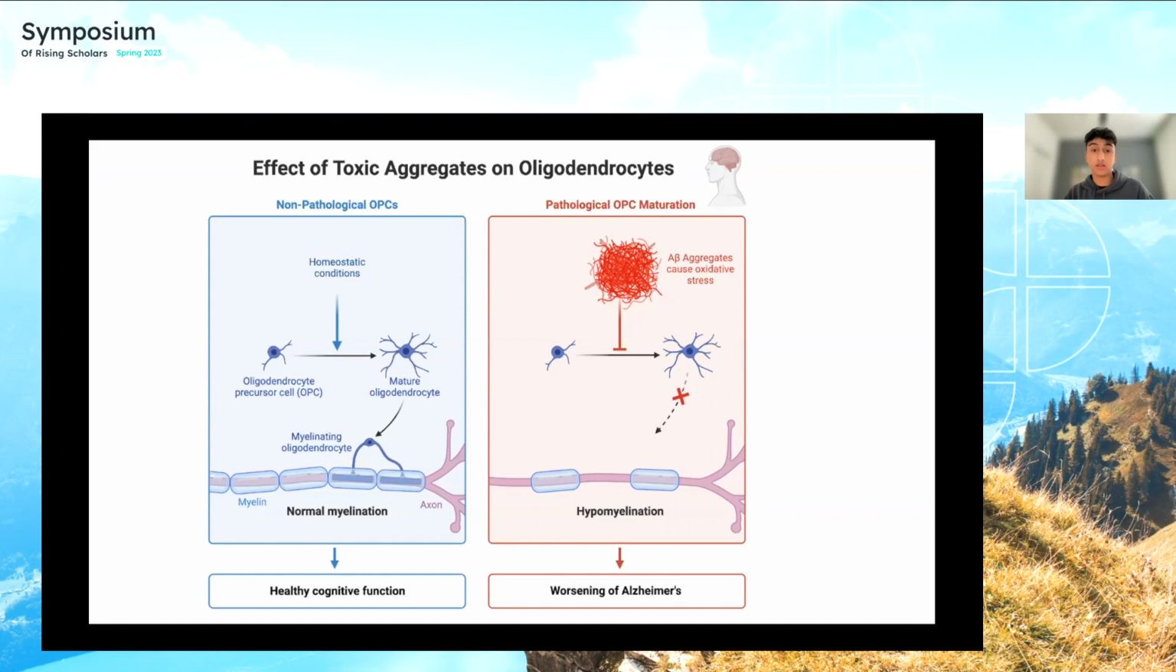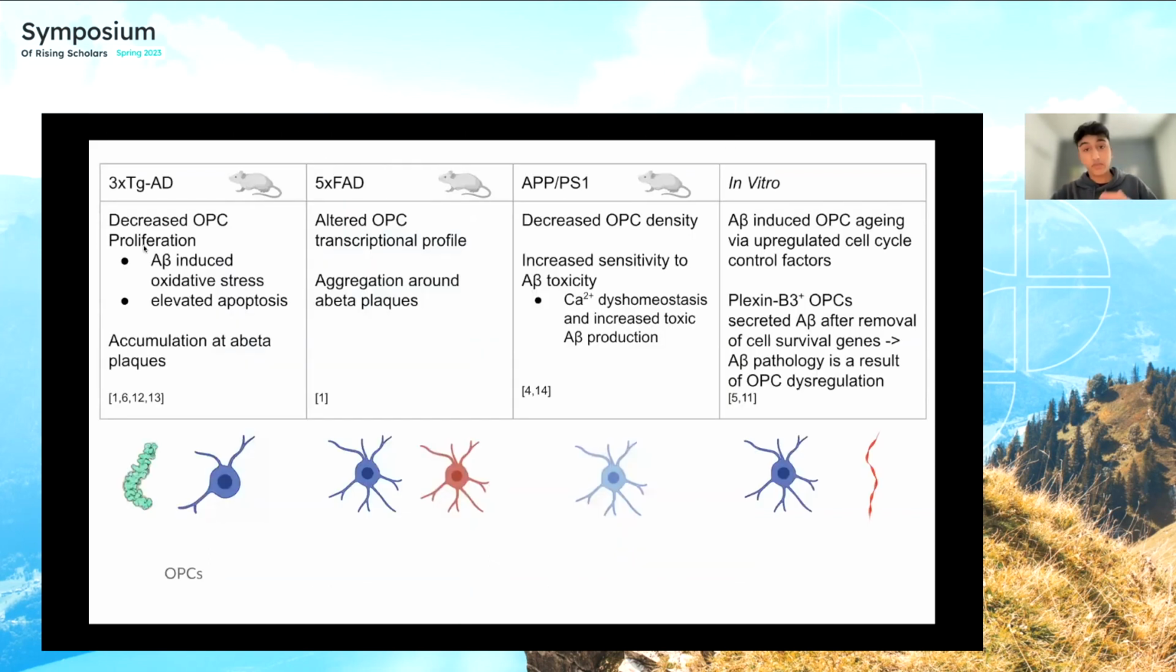If you think about it, this could lead to a lot of issues because not only does myelin allow for faster signaling, it also protects the axons of these neurons. So there are many different lines of evidence that implicate oligodendrocytes in Alzheimer's. Let's look at a couple of them.